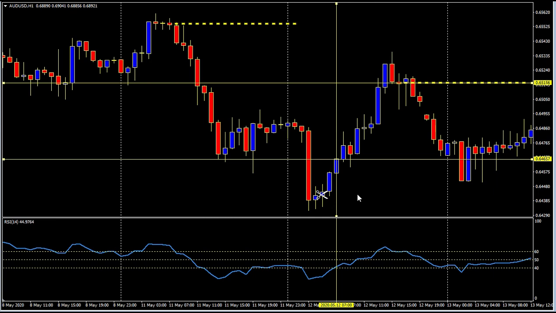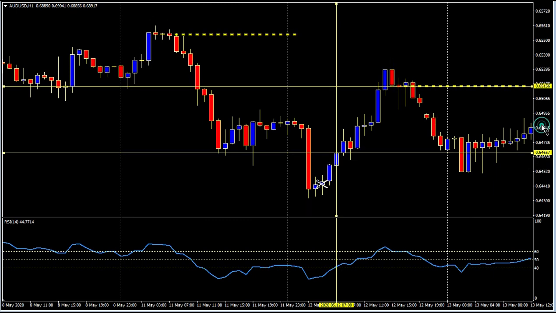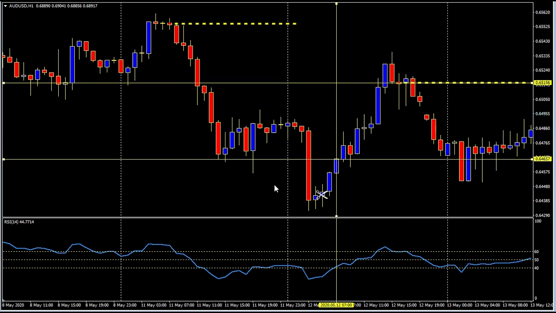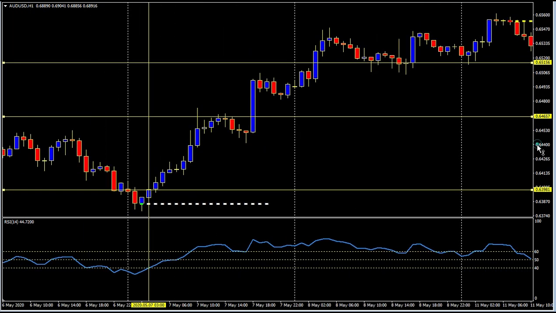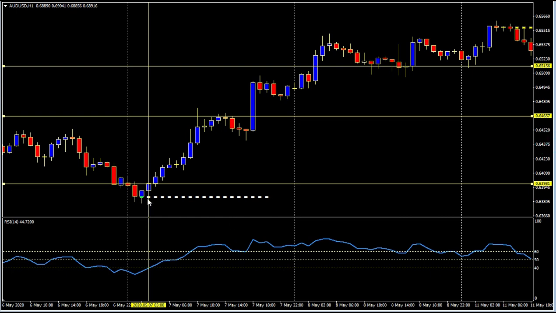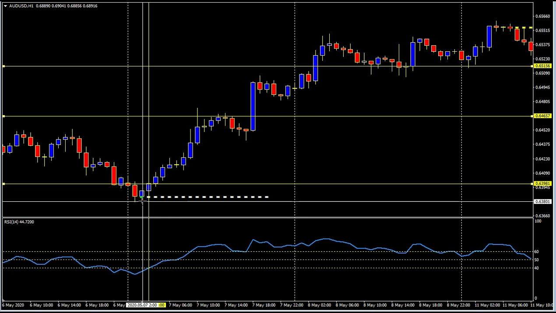We didn't get any stop loss. So how to and where to place the stop loss? Always place the stop loss 5 pips above the high. If you are selling, above the most recent high, and if you're buying, 5 pips below the most recent low. Okay, for instance, you are buying here. This is the most recent low, so you will put 5 pips below.